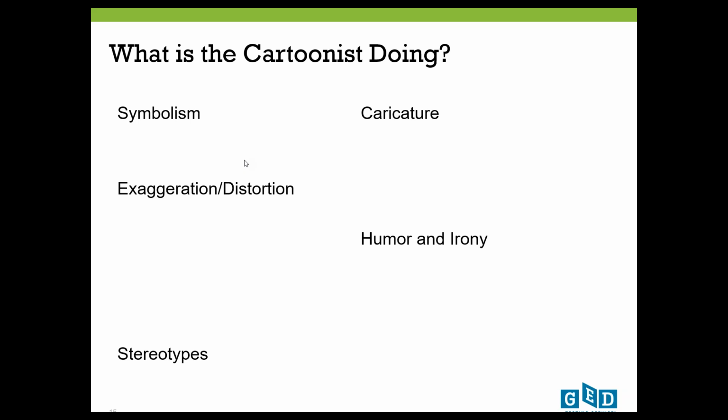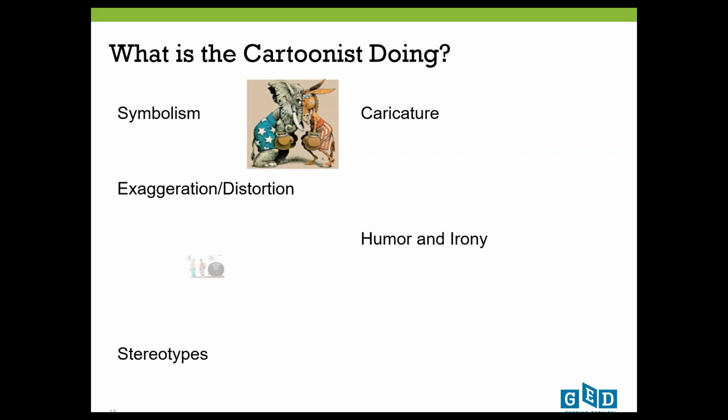So what is the cartoonist doing? Well, in this first one, it's certainly symbolism. We have the donkey representing the Democrats. We have the elephant representing the Grand Old Party or the Republicans. And our students need to be familiar with those symbols and other ones as well.